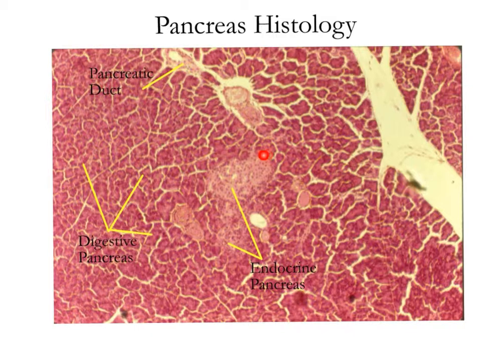However, in amongst all of these pancreatic acini, we see these structures, which are clearly very different, and these are the islets of Langerhans. And these are the structures which contain our beta cells, which release insulin, and our alpha cells that release glucagon.